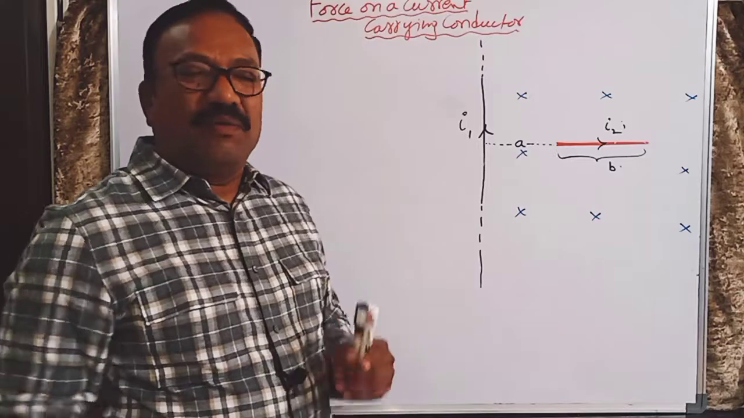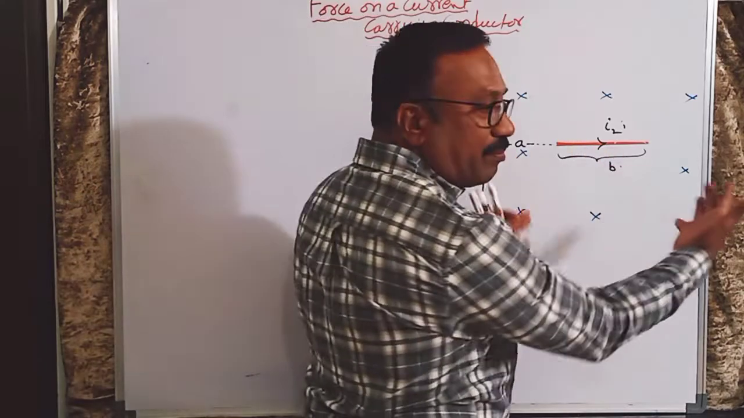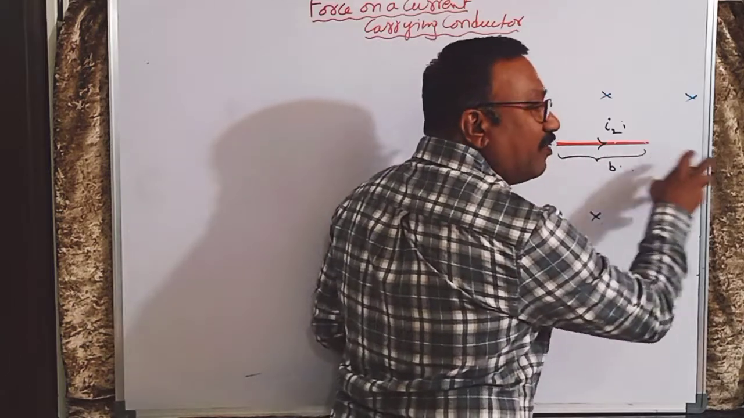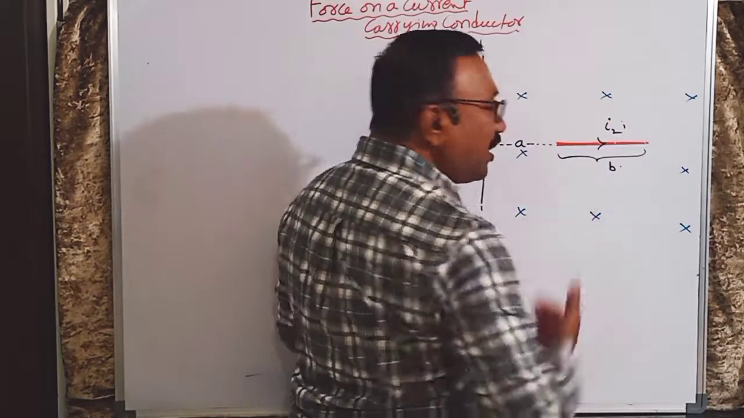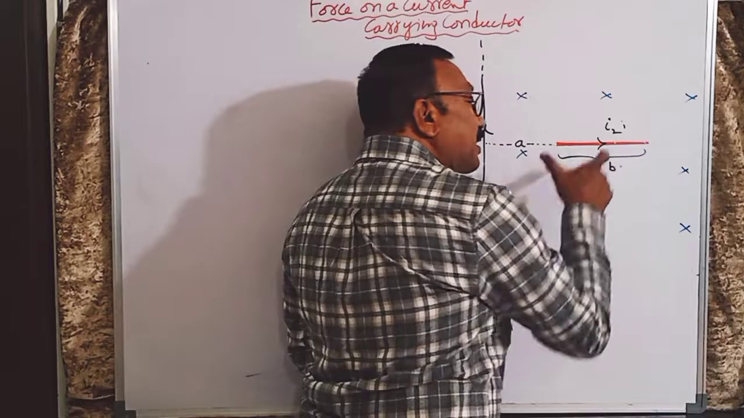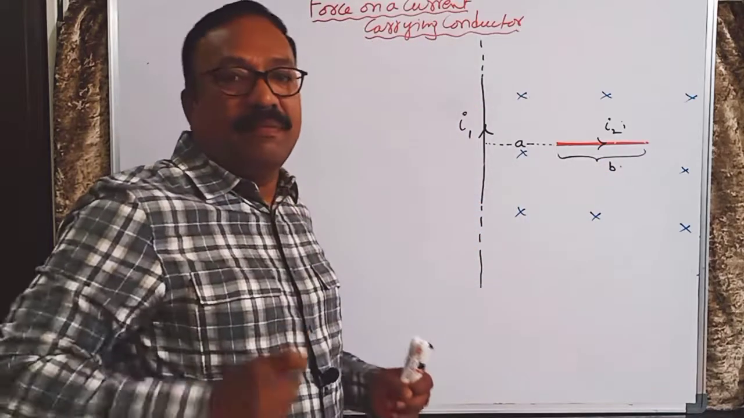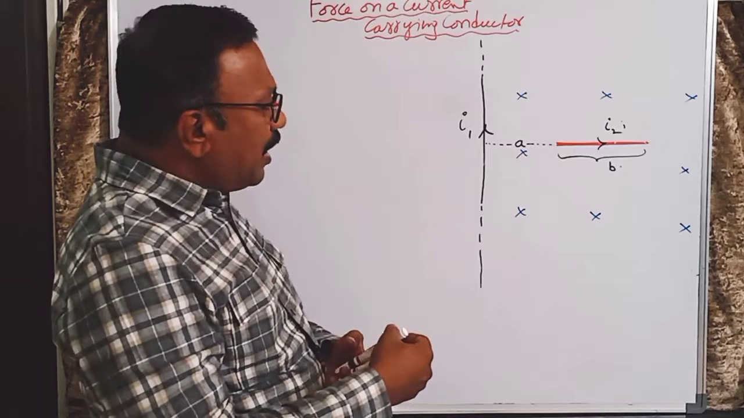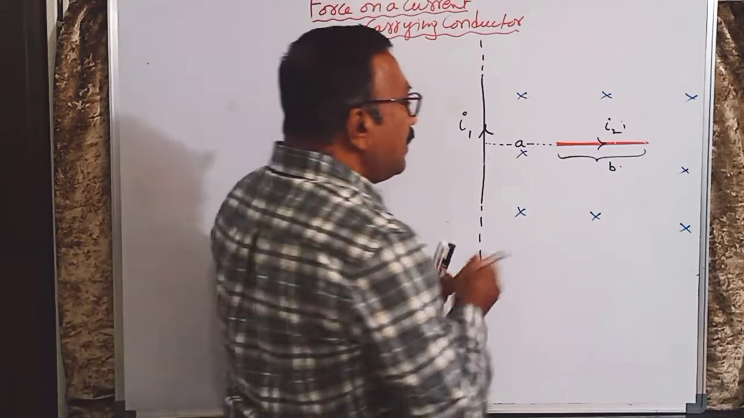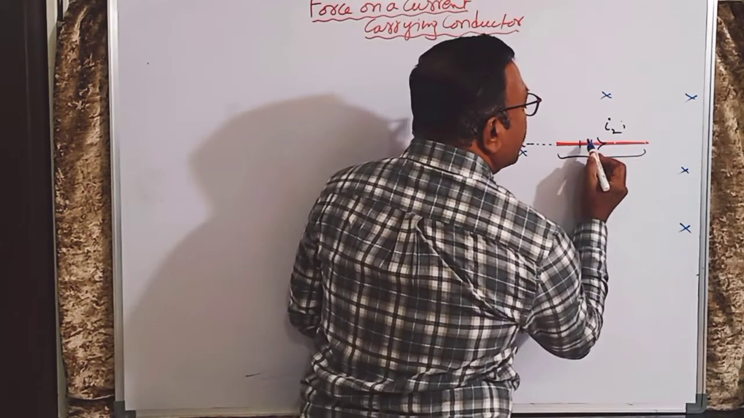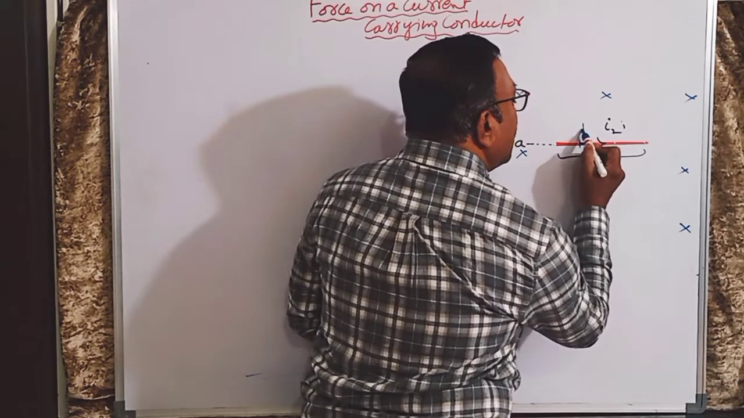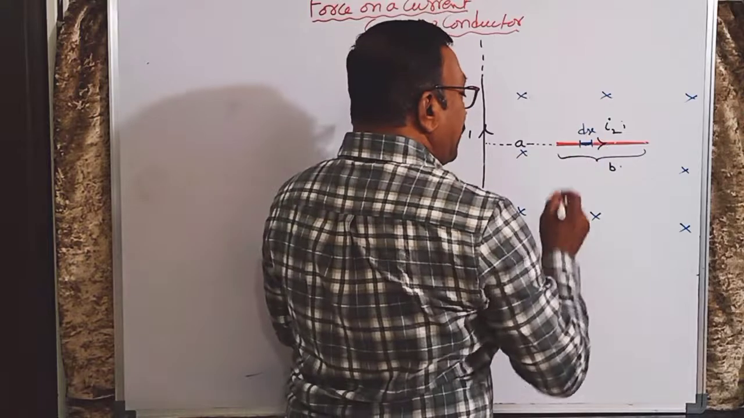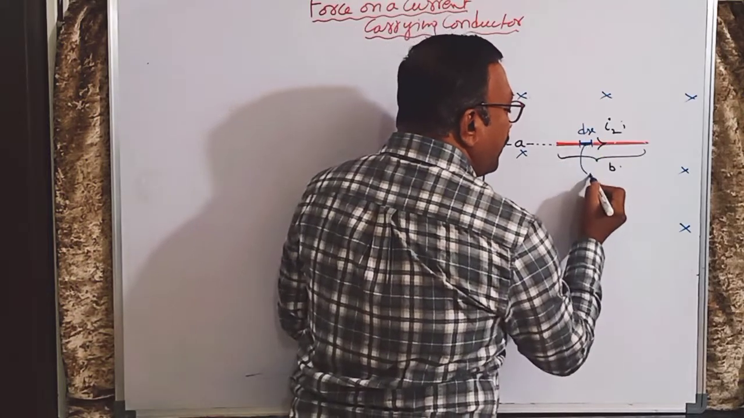That is the situation. The problem here is a non-uniform magnetic field. As you go away from the conductor, the magnetic field will be decreasing. So this is not a uniform magnetic field, and this conductor is placed in a non-uniform magnetic field. So we have to integrate. What I do now is take a small segment whose length is dx. At that point, let the magnetic field be B.